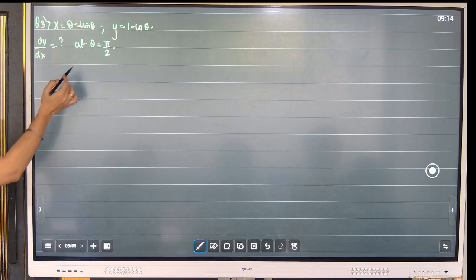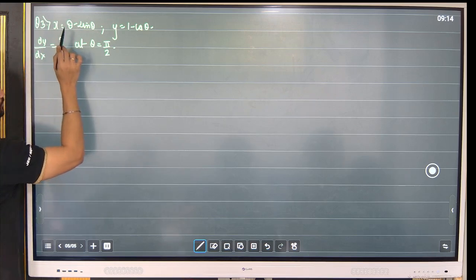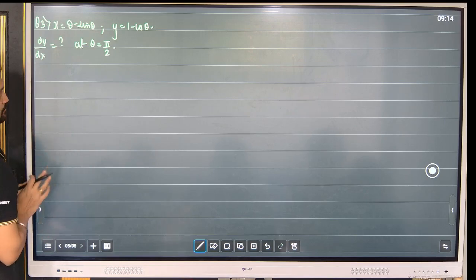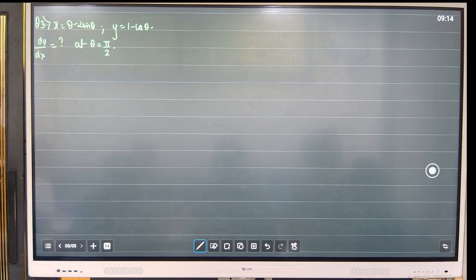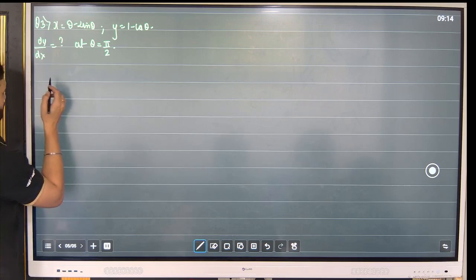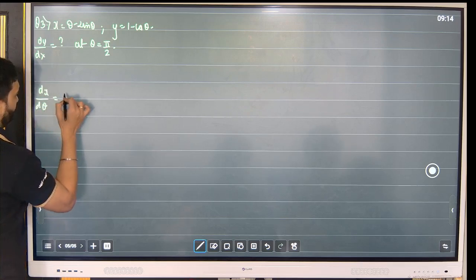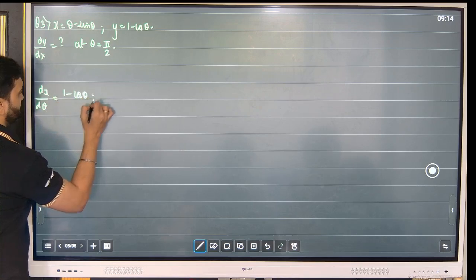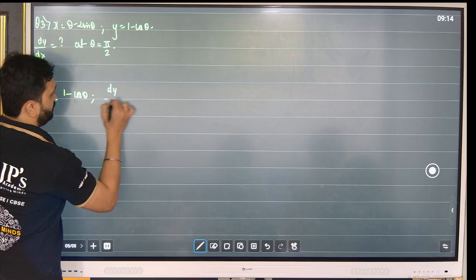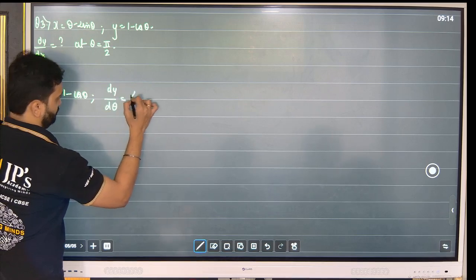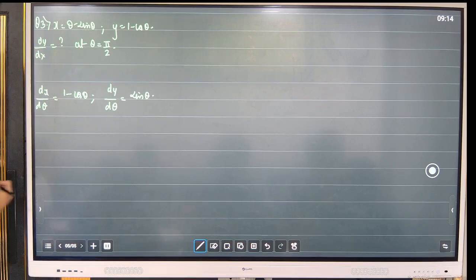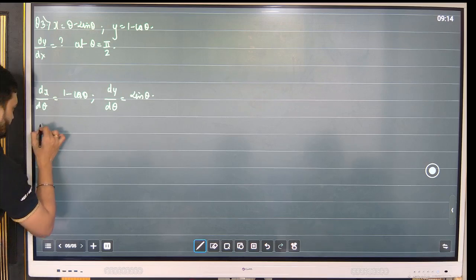So you will substitute this value at the end. If you substitute here, your answer will definitely be not defined, because you're getting dy by d theta is 0, dx by d theta is 0, everything is becoming 0, so you're getting an answer as not defined. So, सबसे पहले I'll find dx by d theta, which will become 1 minus cos theta. I'll find dy by d theta, which is sin theta.